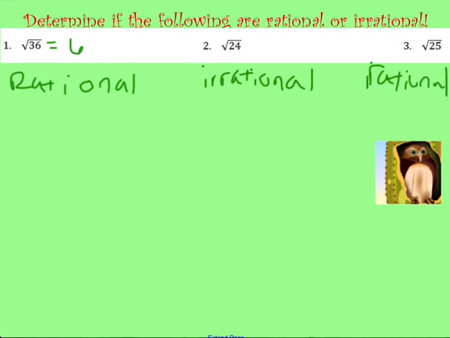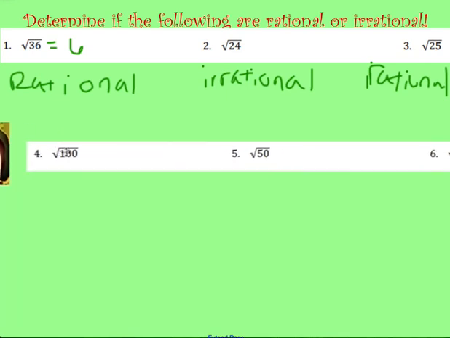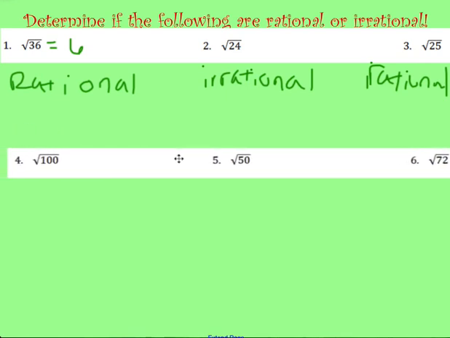Now, let's take a look at those last 3 here. Second, you put the square root of 100 in. Well, I look up above on my chart and I see that 100 is one of my perfect squares. And 100 is 10 times 10. So I'll give you this one, that it's going to be equal to 10. And I just did that using the chart we just made. So if it's a perfect square, then the square root of it is going to be rational.